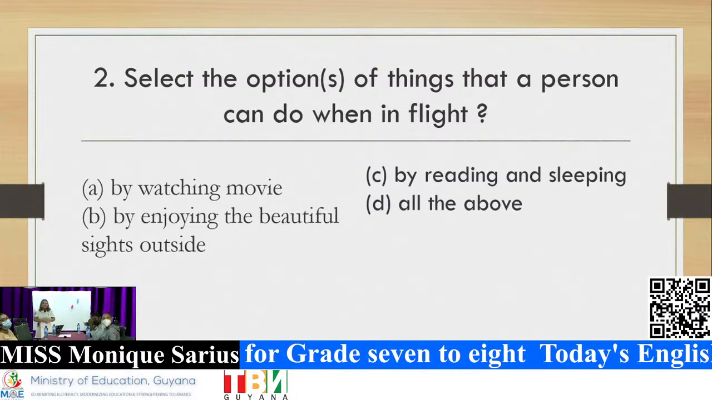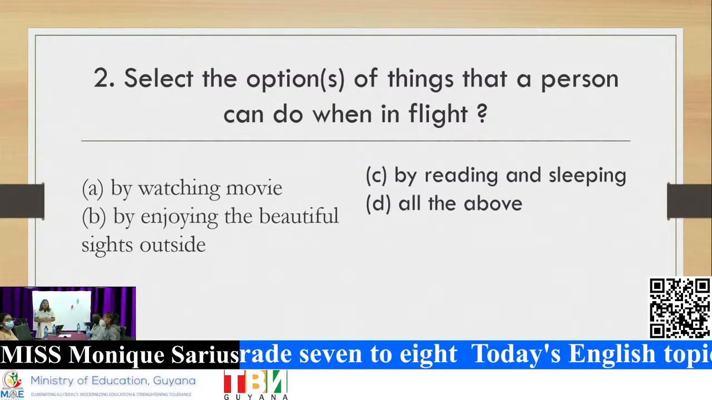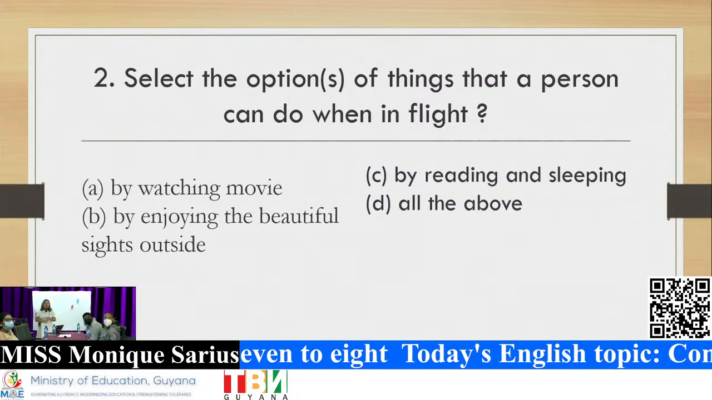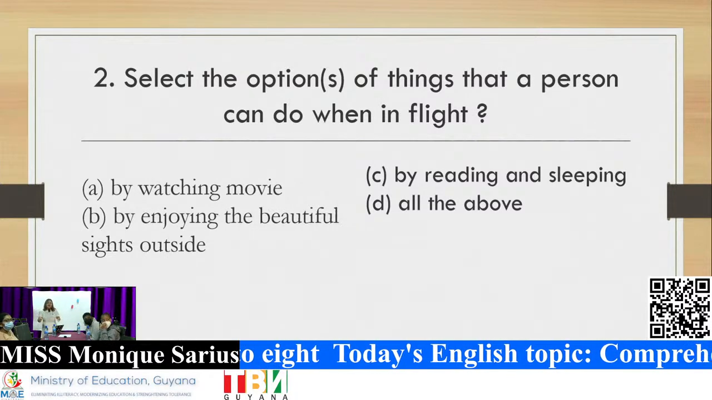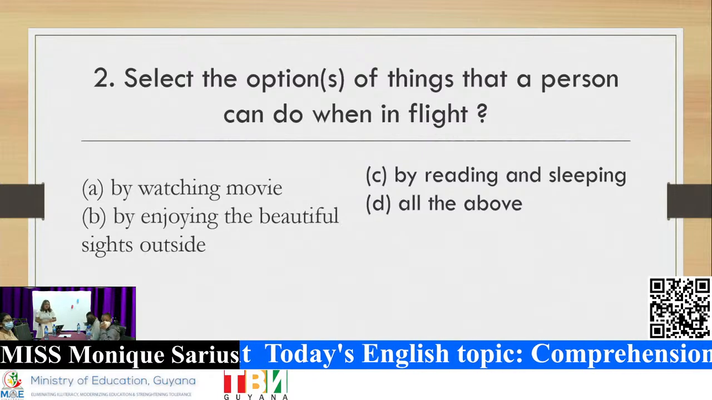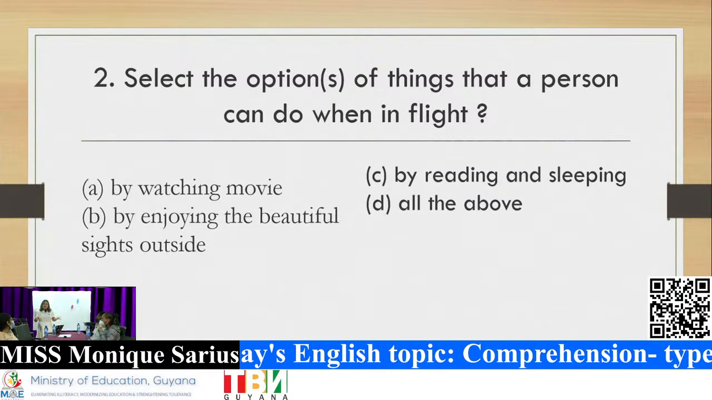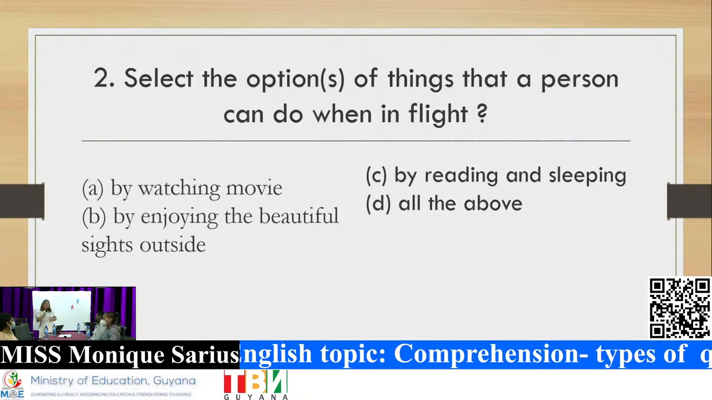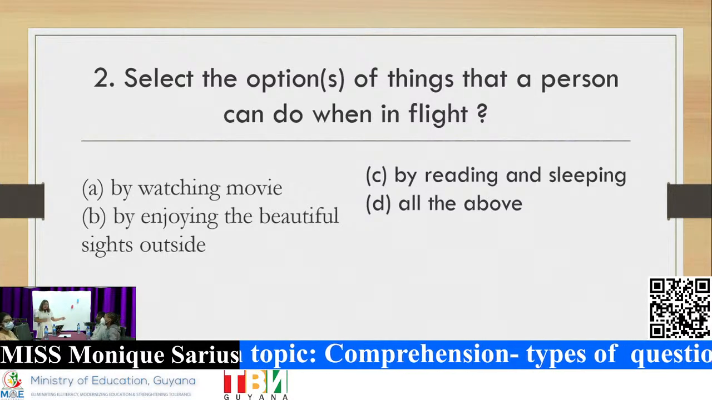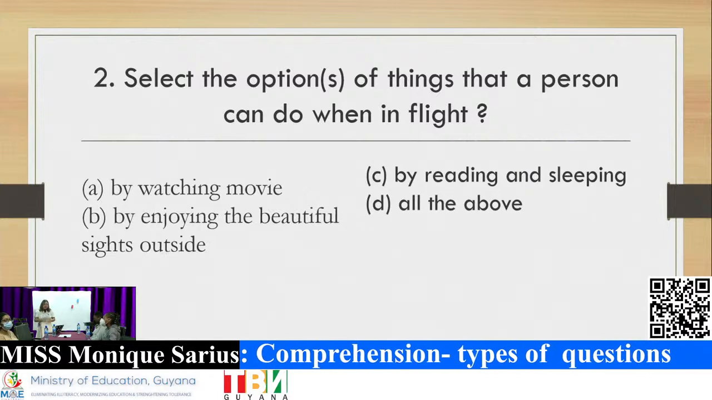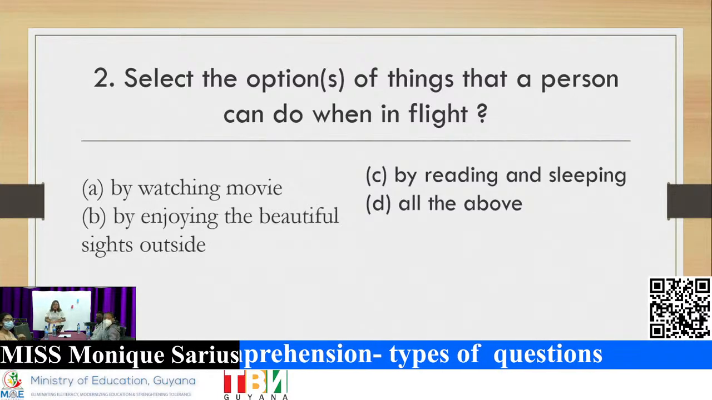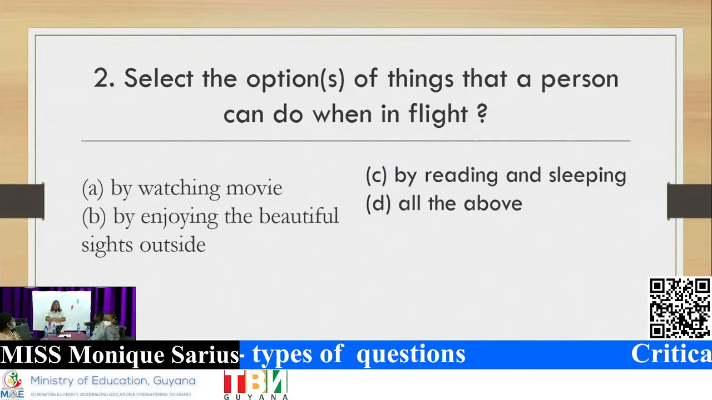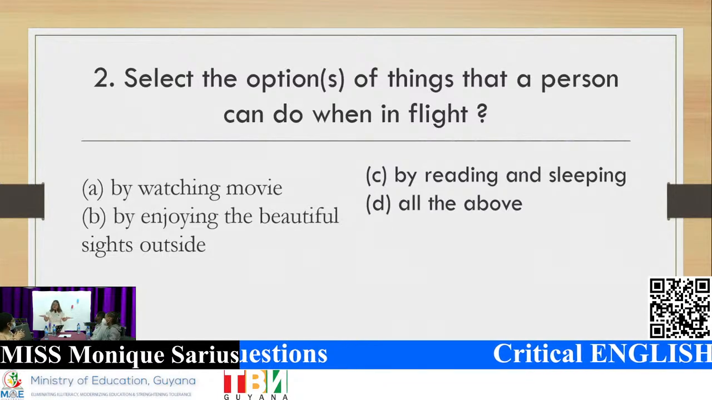So can we answer this question? What are some of the things the person can do when they're on the flight? Watch a movie, enjoy the sights outside, reading and sleeping, or all of the above? All of the above. So we can answer this question very easily because we understood what the passage was. Remember we talked about it a bit? So some students go into an exam and they read the question first and then try to find the answer in the passage. Is that the wisest thing to do? No, you have to, once you understand what your passage is saying, they could bring whatever question they want to bring and you'll be able to answer it.